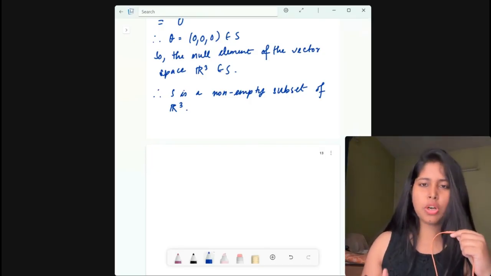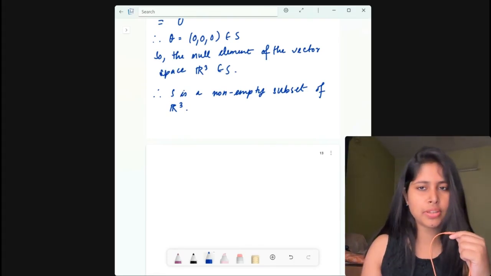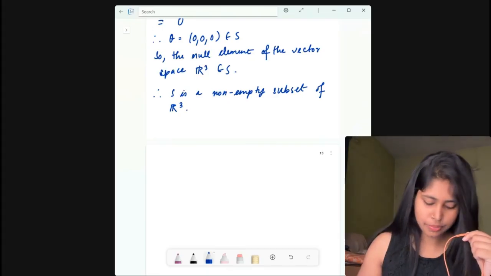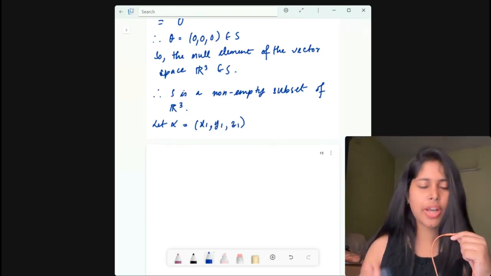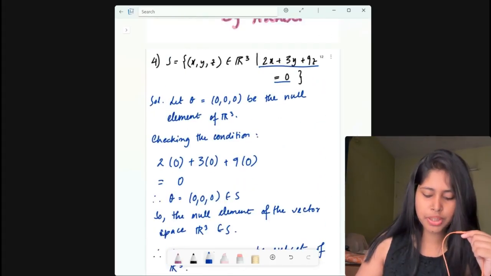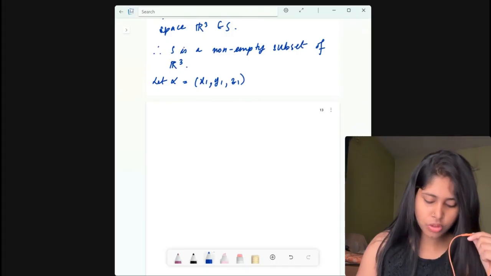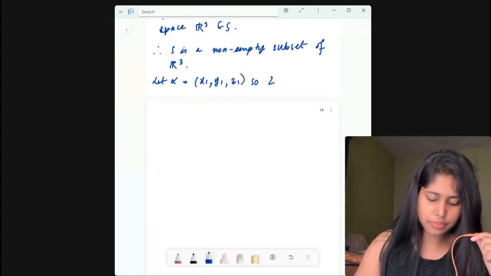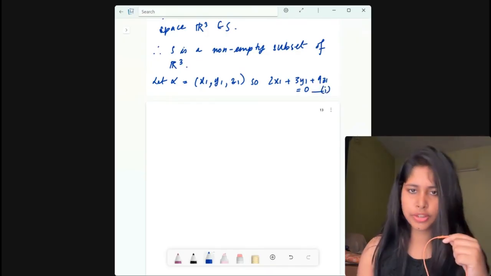Now we will come to the next step, closure under addition. As I said, we have to take two vectors, alpha and beta, in S. Let me write it. Let alpha equal (x1, y1, z1), and we define this condition just as we have been given in the question. So 2x1 plus 3y1 plus 9z1 equals 0. We are defining this condition.